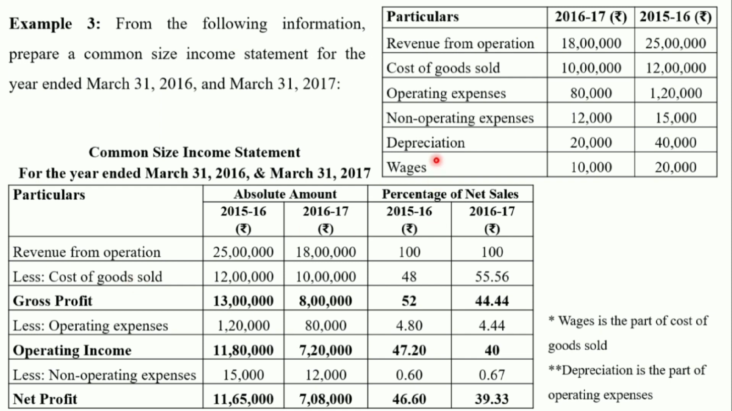Similarly, depreciation we have not written separately because depreciation is a part of operating expenses, and operating expenses are given, that is 80,000. Means this 20,000 is already included in the 80,000, or 40,000 is already included in 1,20,000. That's why we have not mentioned wages and depreciation separately in this common size income statement.